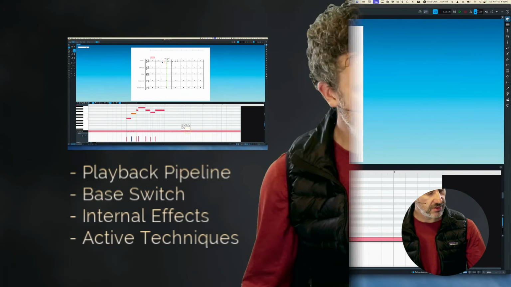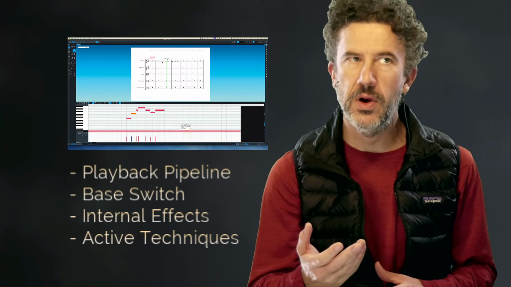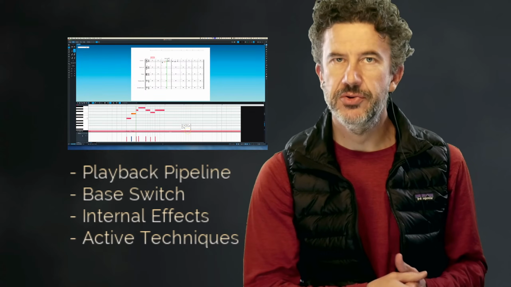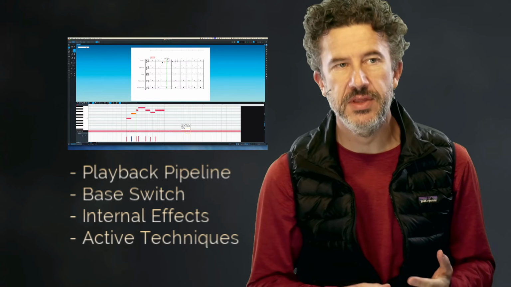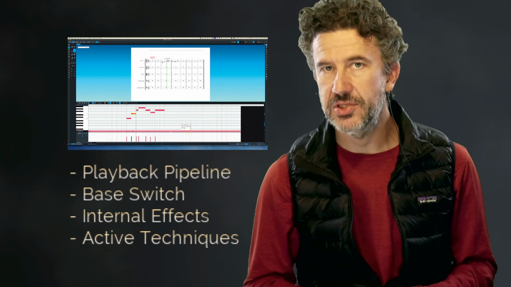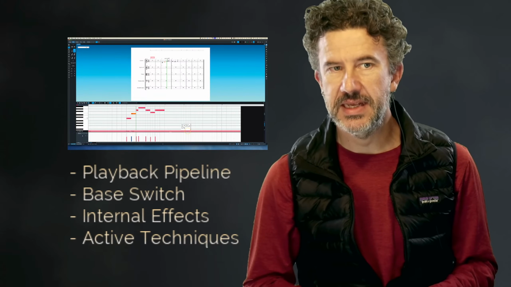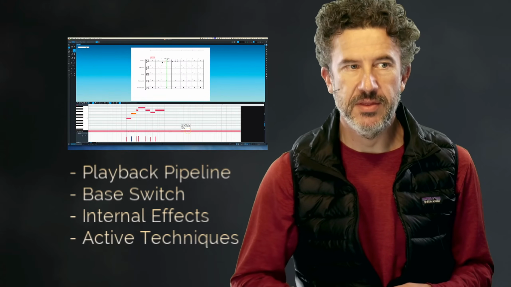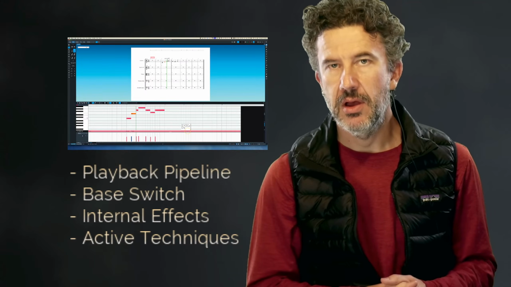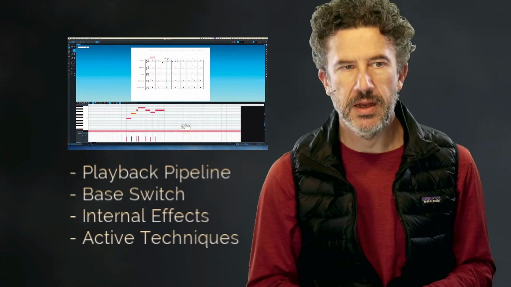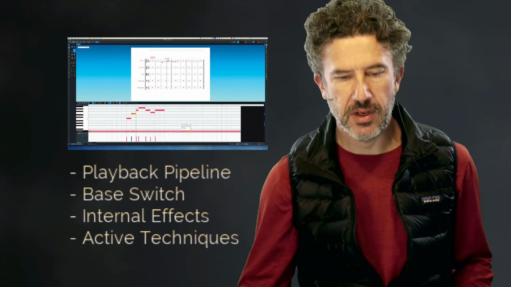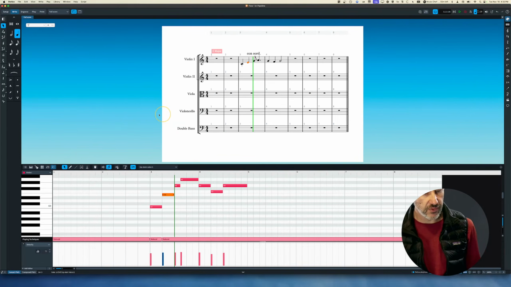Well, the internal effect is essentially what Dorico is registering from your playback options or playback overrides from the expression map. These are things like, when you go into the playback options, for example, you can set the playback length or duration of staccato versus staccatissimo, or the intensity of accents and marcatos. And I'll show you what that looks like, because you've probably seen these.